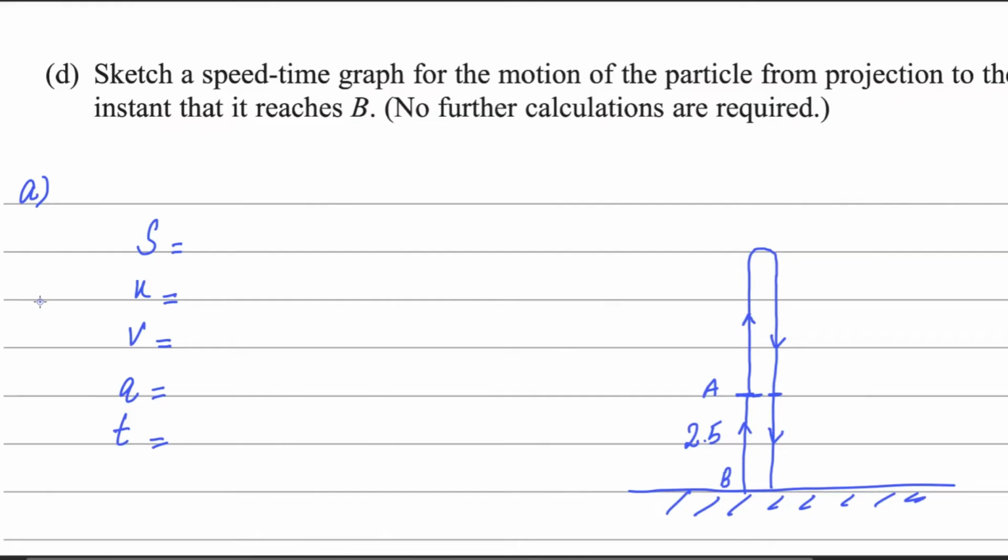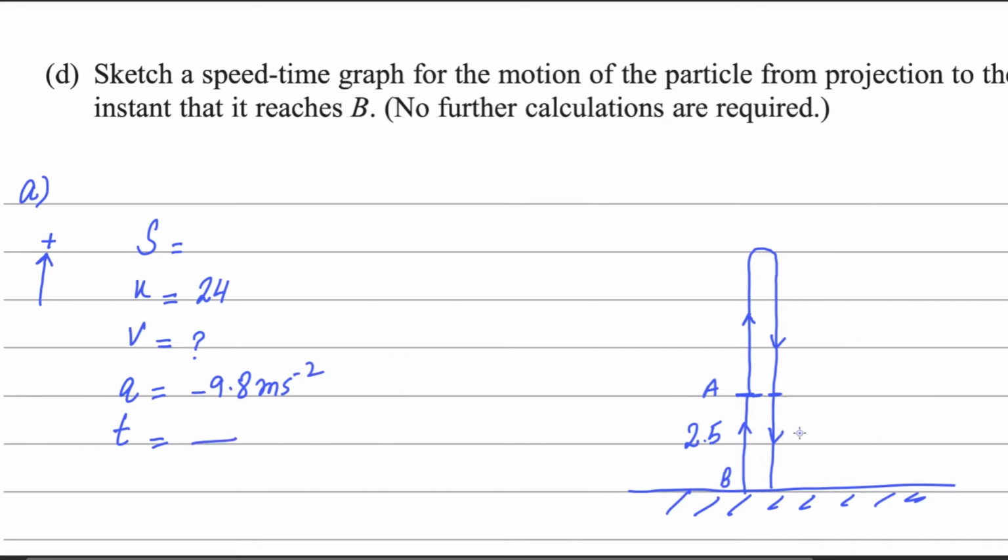Let me take the upward direction as positive. So every upward quantity will be positive. Initial speed I will take as 24, and v we need to find, and gravitational acceleration will be negative in this case, 9.8 meters per second squared. Time we do not need to find.